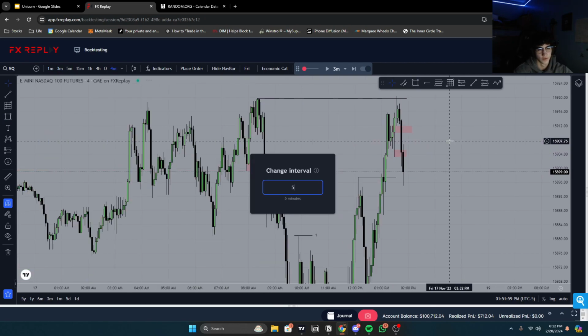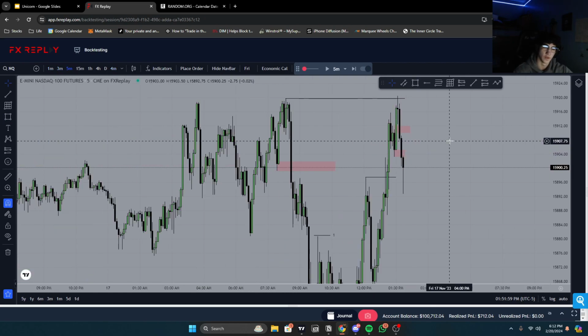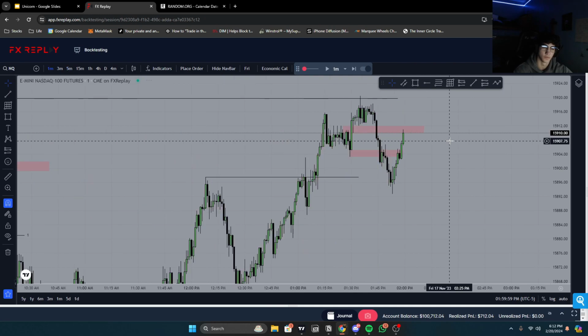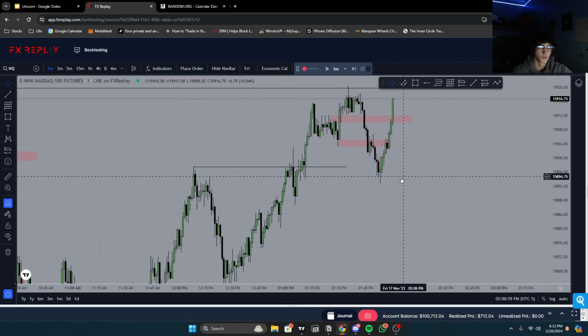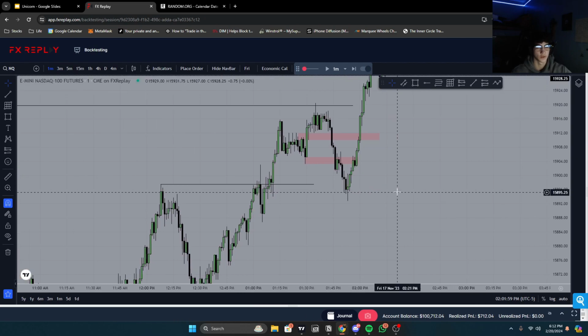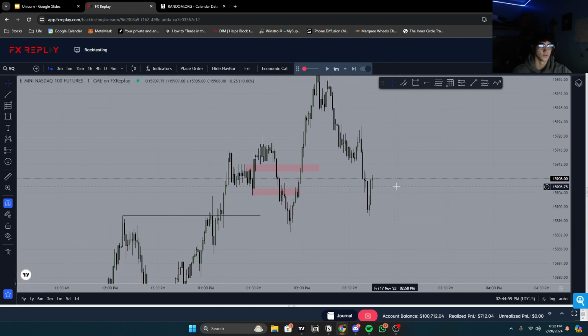Do we have any fair value gaps? 5 minute fair value gap. Hold up. Nope, it did not create a 5 minute fair value gap. Just ran straight through it. Okay, so yeah, there's no fair value gap, no trade. Nothing to be stressed out about.